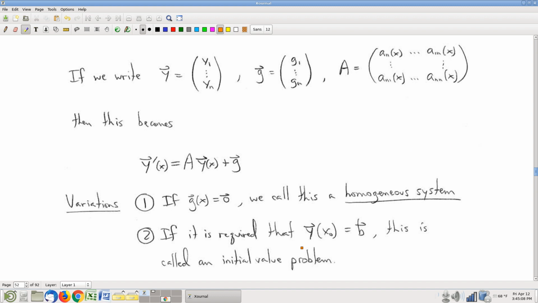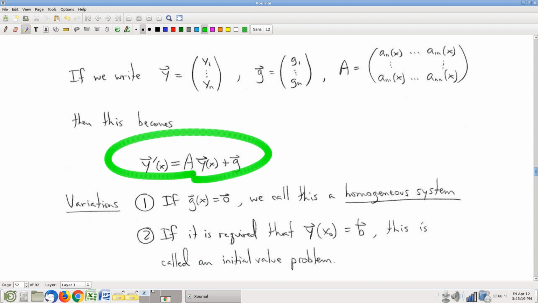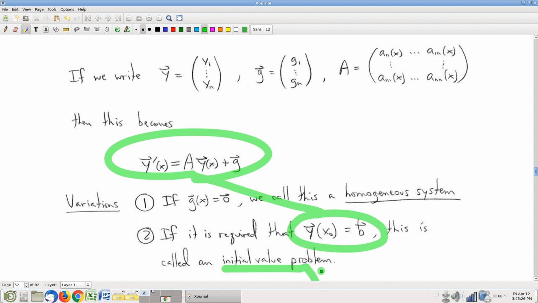Y'all remember this term, initial value problem? An initial value problem is a differential equation combined with an initial condition. Here's the differential equation. There's what an initial condition looks like. That's what we call an initial value problem. The initial condition just says, for some input value of x, what are the values that y takes at that value of x?